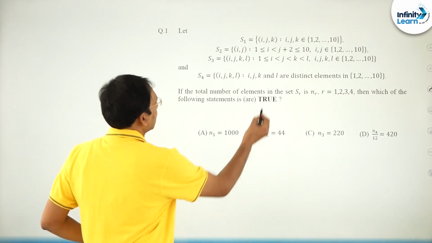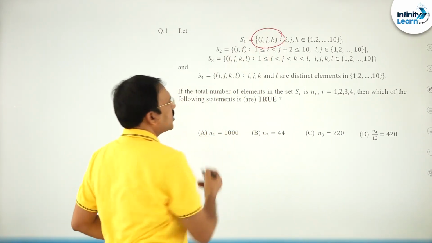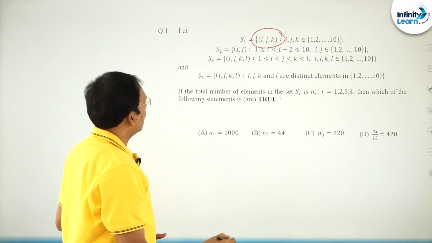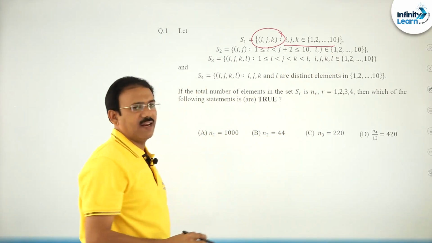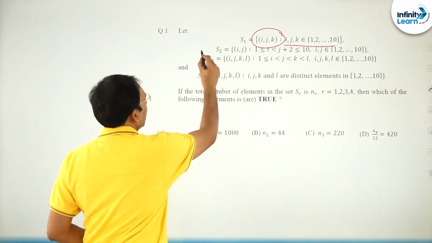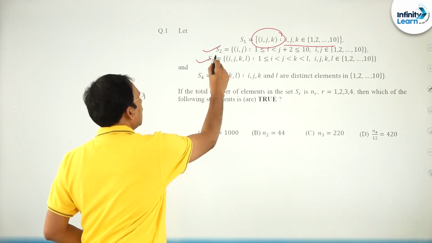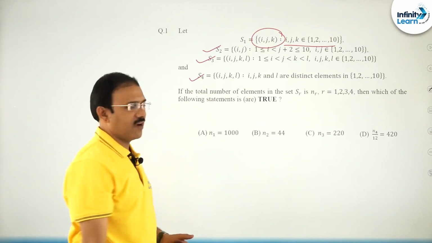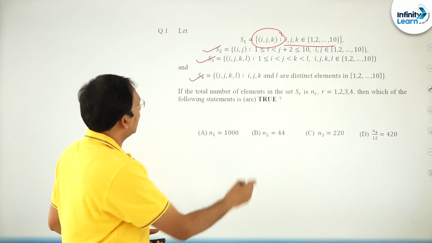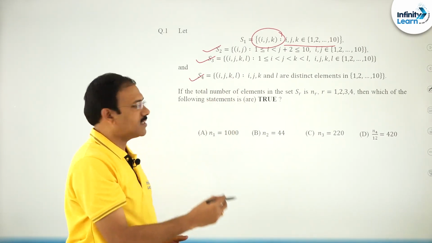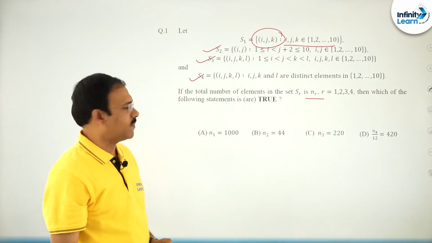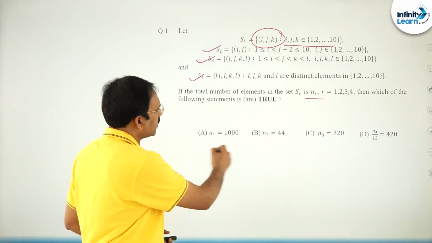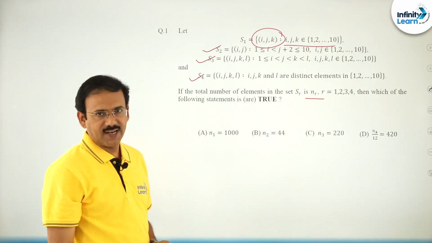S1 is a set having triplets I, J, K, where I, J, K should be taken from 1 to 10. Similarly, S2 is defined, S3 is defined, S4 is defined, and the number of elements from these sets are to be N1, N2, N3, N4 respectively. Now, which of the following options is correct?